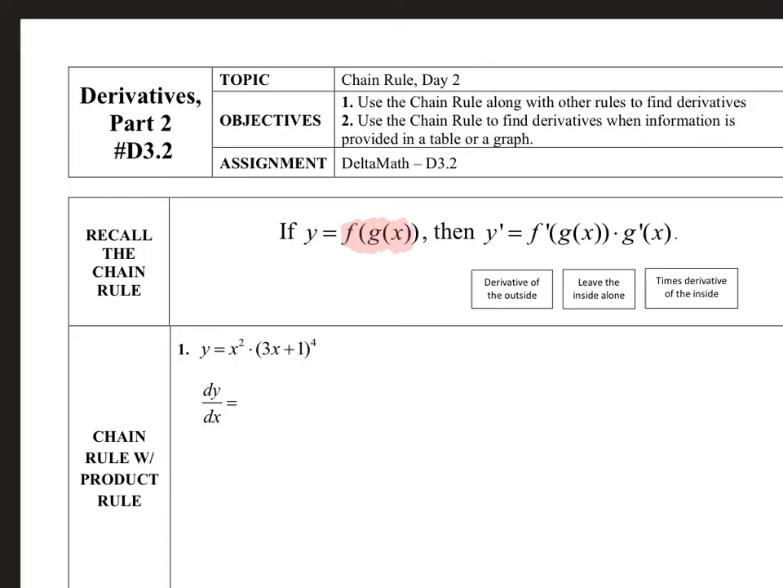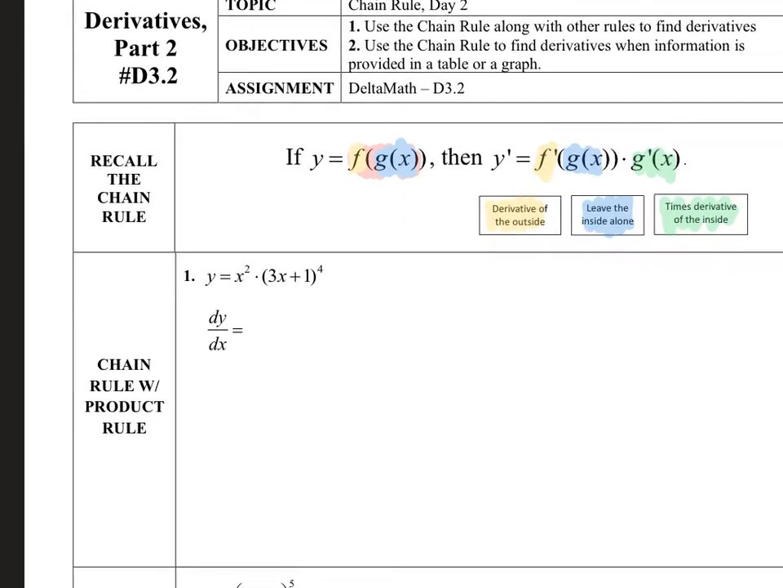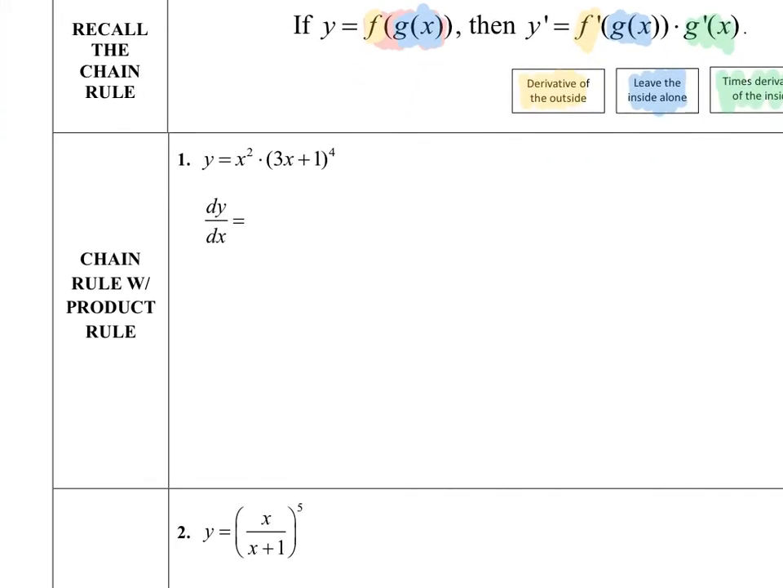That is when you have a function, in this case g of x, inside of another function that we are calling f. And here's the chain rule. So we do derivative of the outside, so that's f prime. We leave the inside function alone, so g of x we just write exactly as is, and then we multiply times the derivative of that inner function.